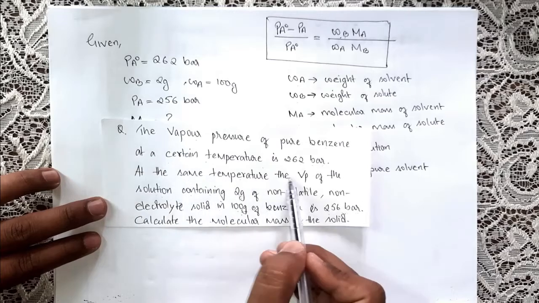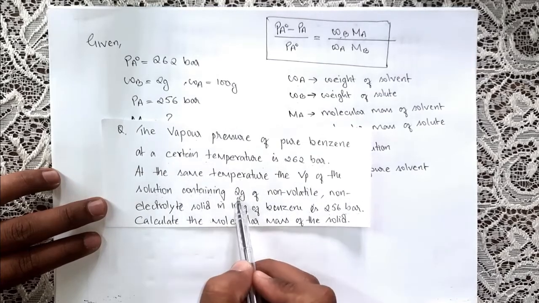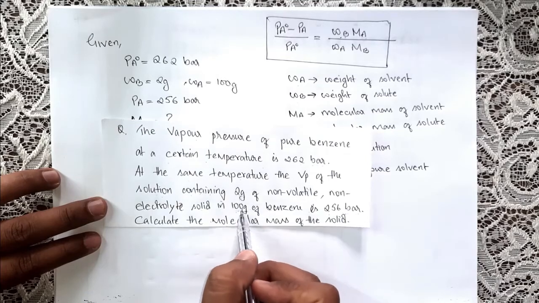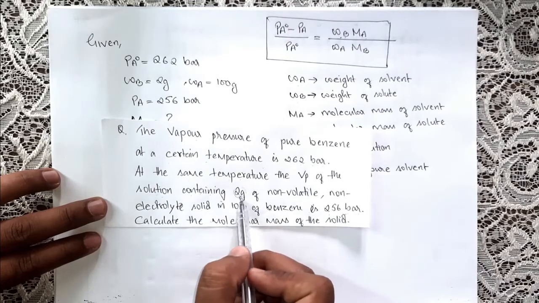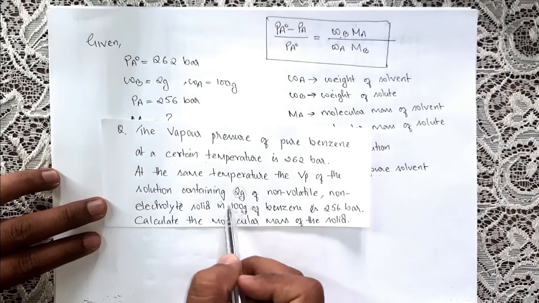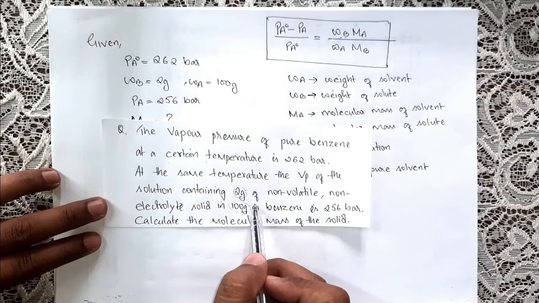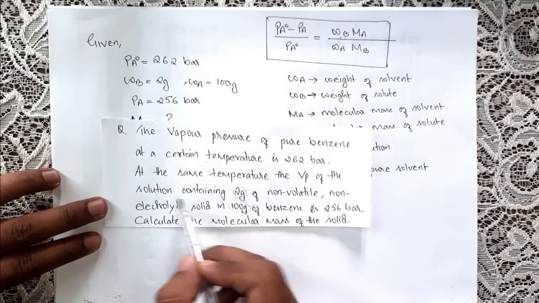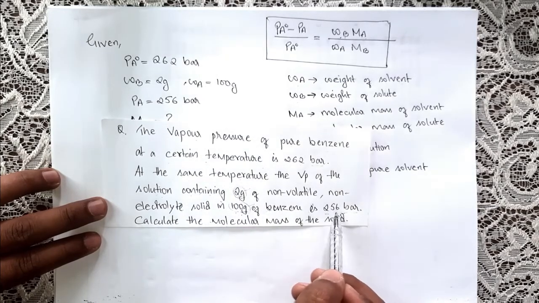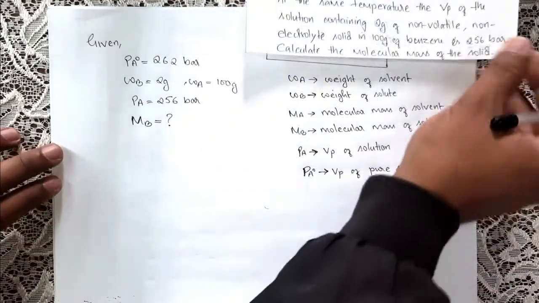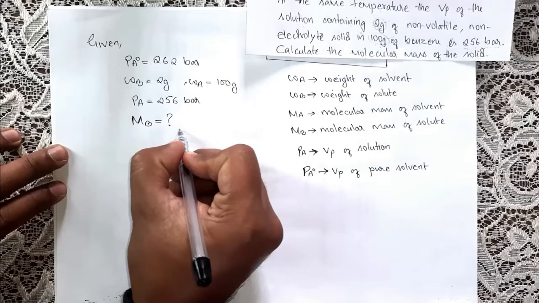At the same temperature, the vapor pressure of a solution containing 2 gram in 100 gram. So 2 gram you're adding in 100 gram. So this becomes your solute and this becomes your solvent. So this will be WB, this will be WA, and vapor pressure of a solution is 256 bar. So now we will calculate MB. So what will be MA?